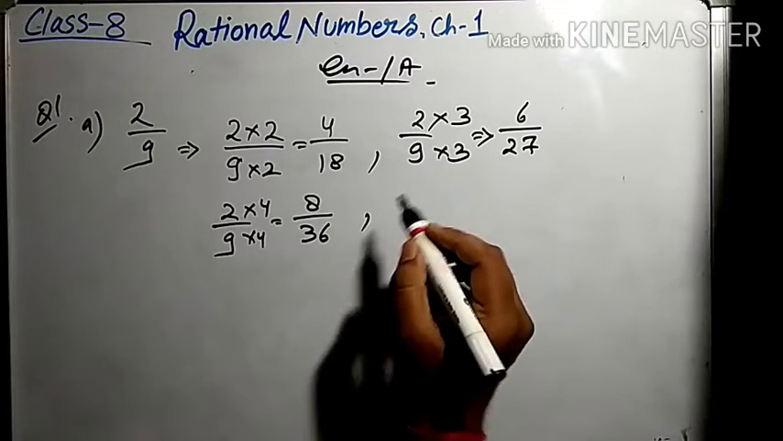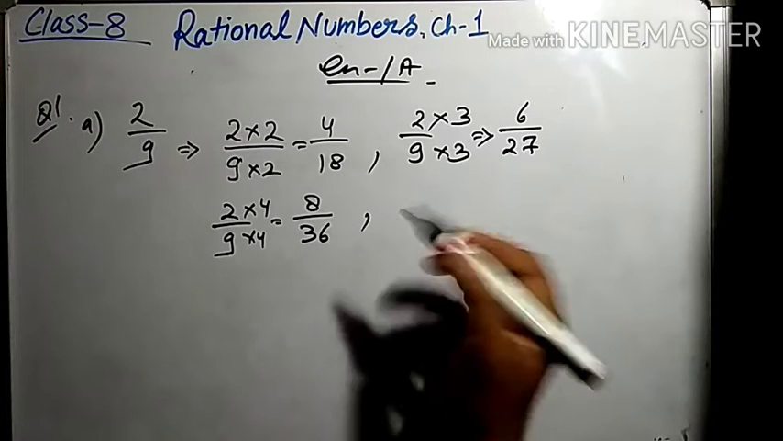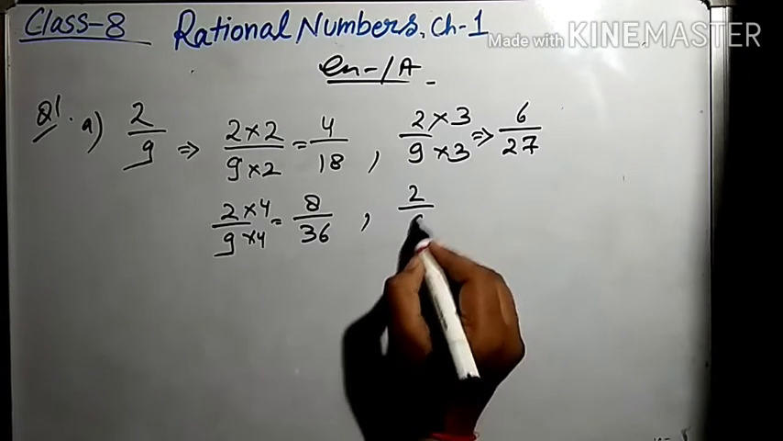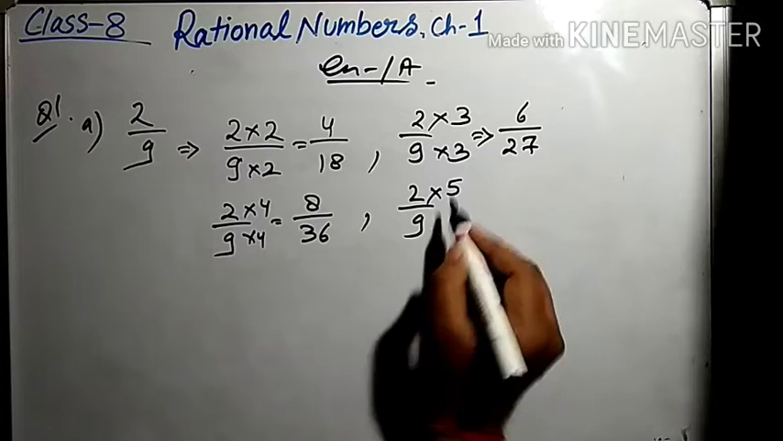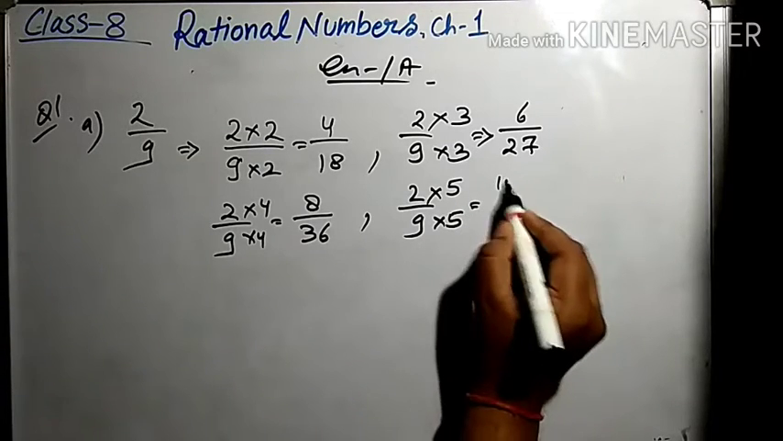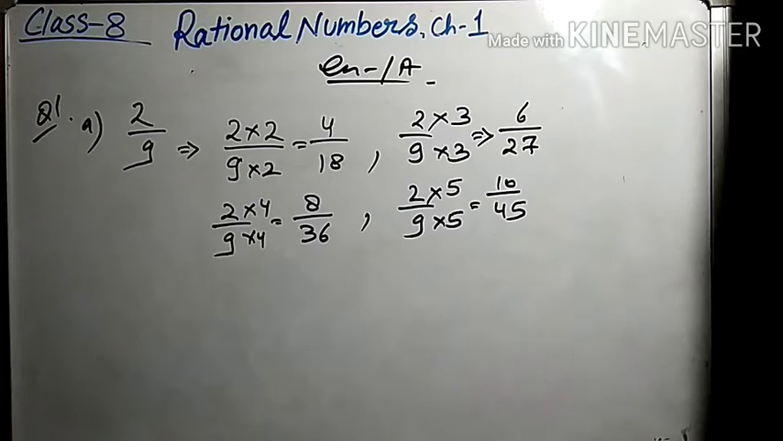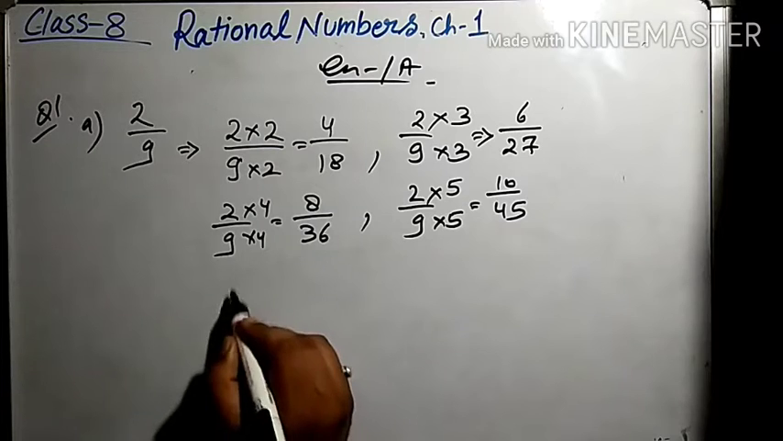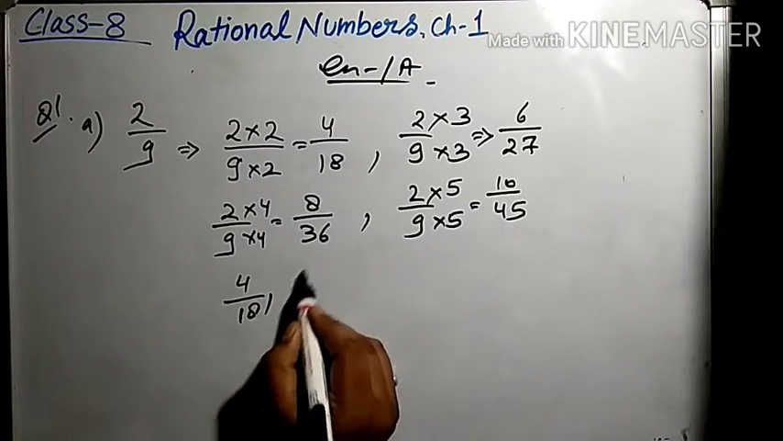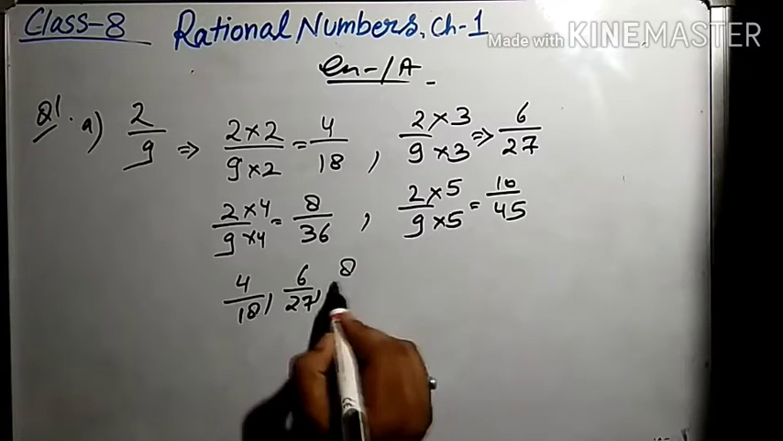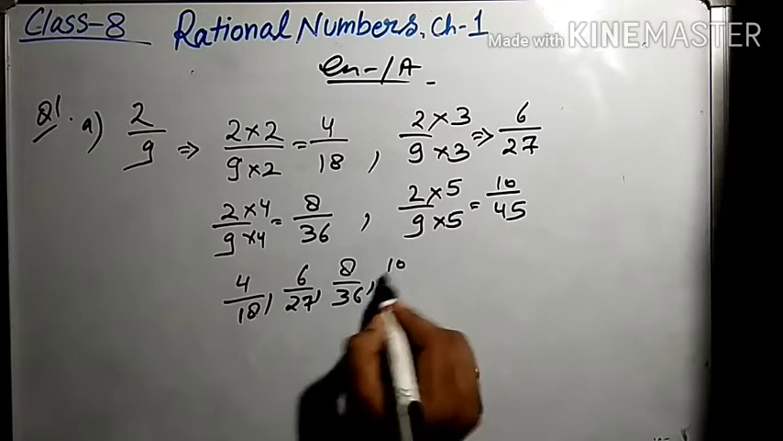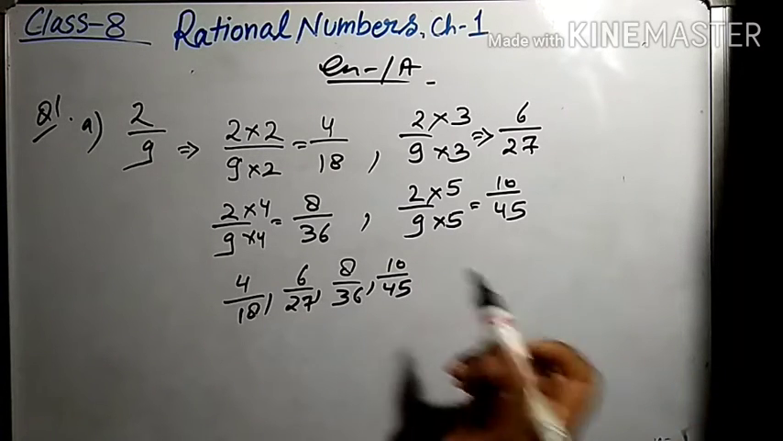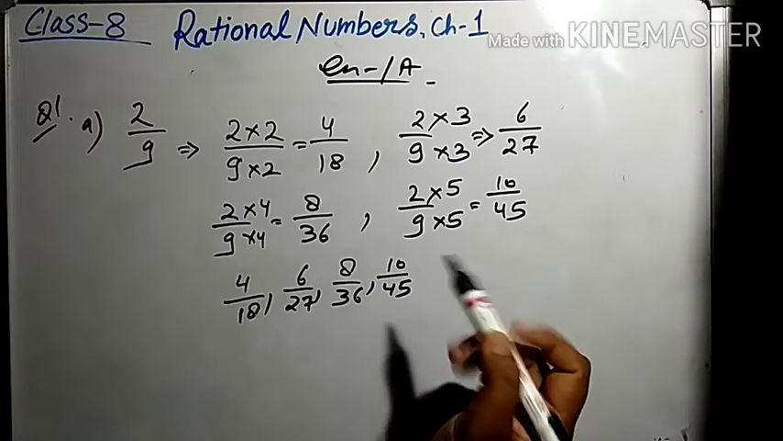And the fourth one. However many times you have to find the equivalent rational numbers, we keep on multiplying with the increasing numbers. And then 2 upon 9, again we will multiply by 5. So here it comes 10 upon 45. So the four equivalent rational numbers are 4 upon 18, 6 upon 27, 8 upon 36, 10 upon 45. You can multiply with any numbers, but the sequence should be the same. Okay.